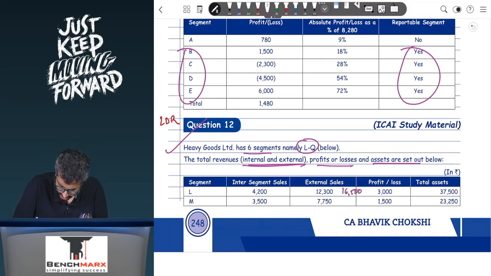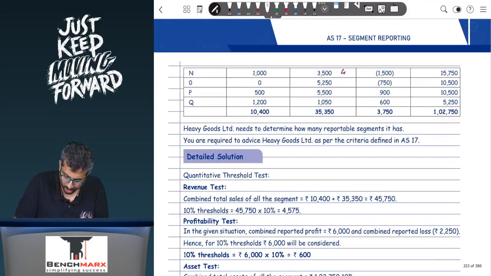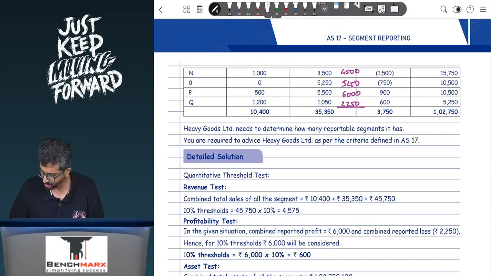this is I think 16,500. This is 3,500, and so this is probably I think 11,250. Then I have 4,500. Then I have 5,250. I am finding the total segment sales, 6,000, and I think 2,250. So if I now were to total all of these, this is I think 10,400 plus 35,350 comes to around 45,750 into 10%. My threshold over here is 4,575.